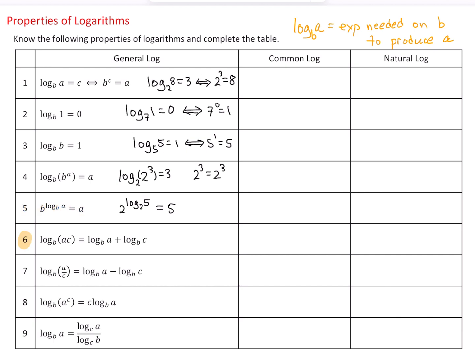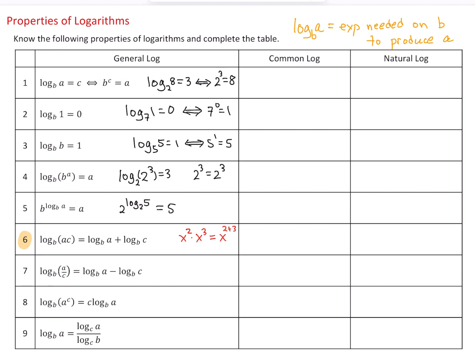Property number 6. This property is very much related to a property of exponents that says if you multiply two exponential situations with the same base x, but maybe different powers, 2 and 3, then the new power is the sum of 2 and 3, in other words, x to the 5th.